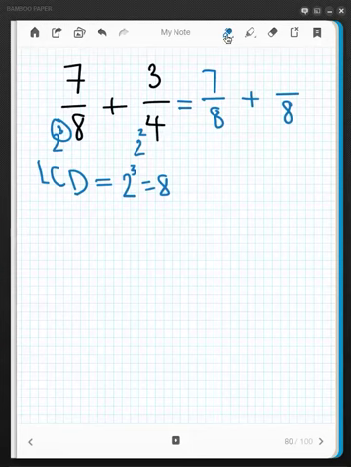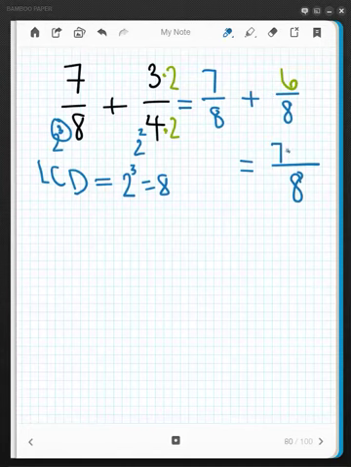So we ask ourselves, okay, what times 4 is equal to 8? 2 times 4, so then we'll do that same thing to the numerator, 2 times 3, and that's going to give us 6. And now we can go ahead and add these because we have the common denominators. So we'll copy that common denominator, and then we add our numerators, 7 plus 6. And so now we have 13/8.